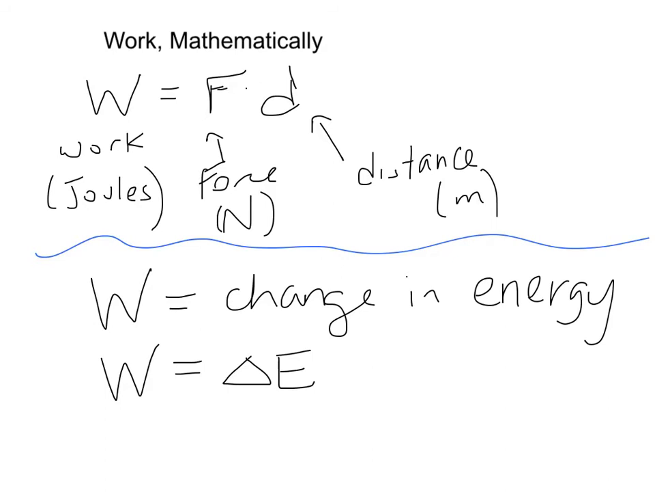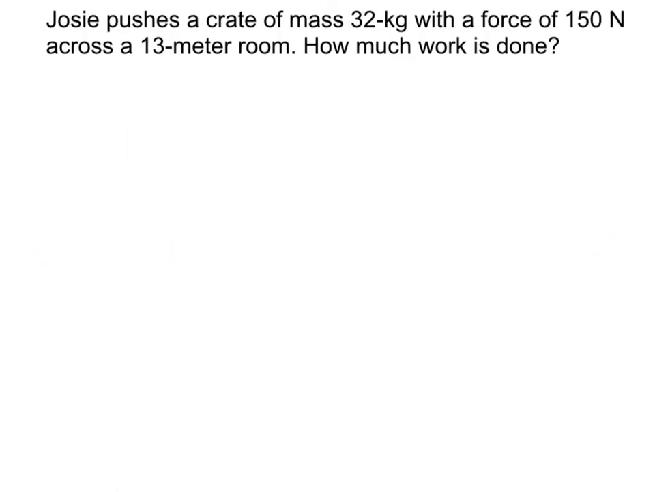So it's similar to momentum, right? There is momentum, which was related to the mass and velocity of an object, and you had impulse, which was the change in momentum. This is very similar. You have work, and then you have energy, and you have change in energy. And you'll find as we continue the unit that energy and momentum are related in multiple ways. So let's take a look at a few quick examples.